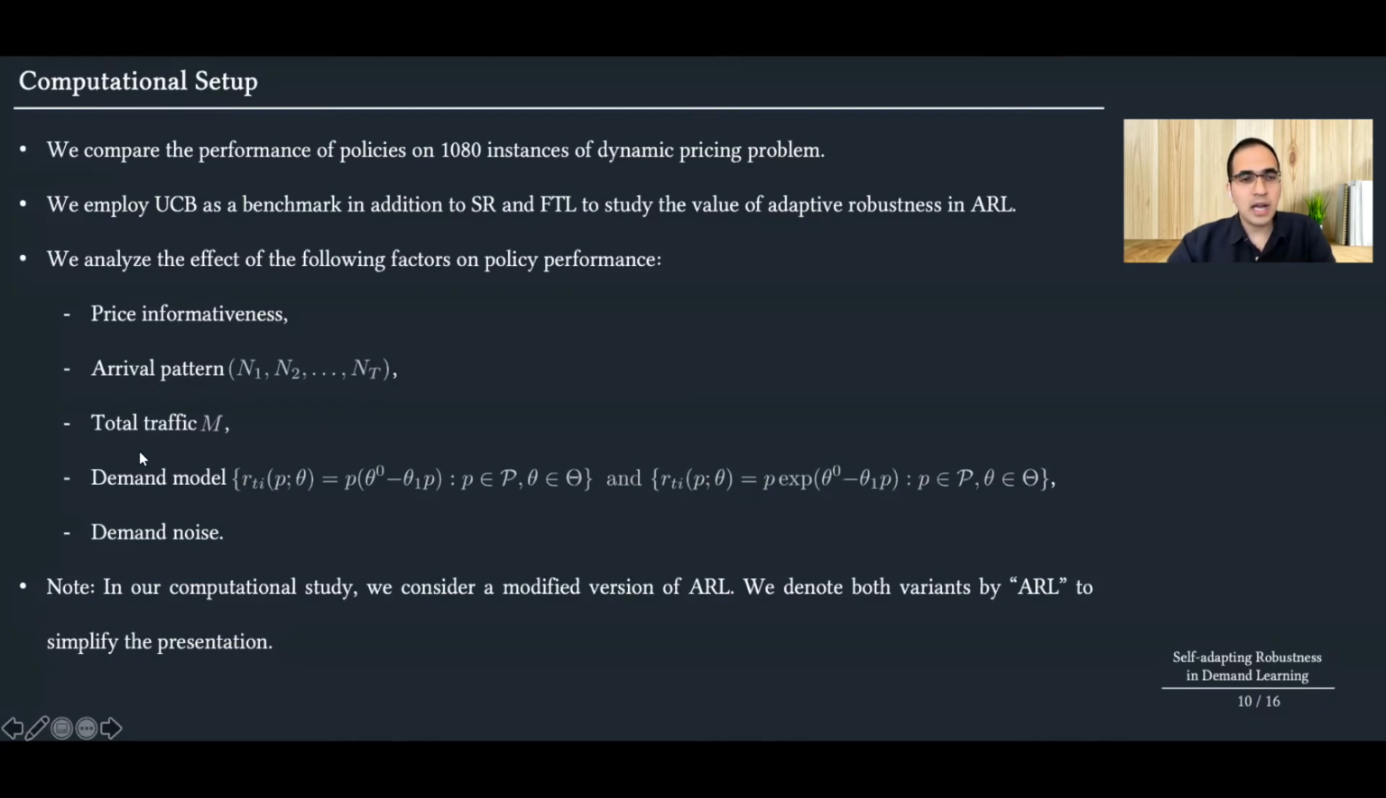We consider how total traffic affects the performance of policies. We vary the demand model. We consider linear and exponential demand models, and we change the demand noise. I should note that in the paper, we consider a modified version of ARL for the numerical analysis, but for this presentation, I refer to both the modified and the vanilla version as ARL.